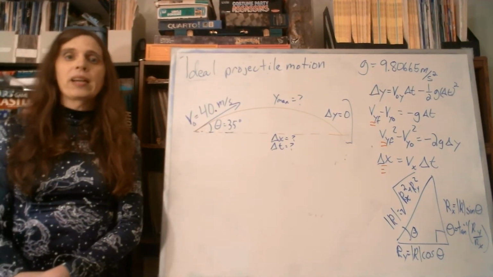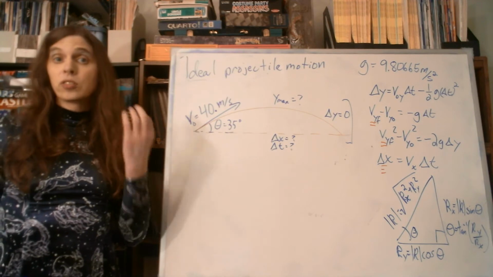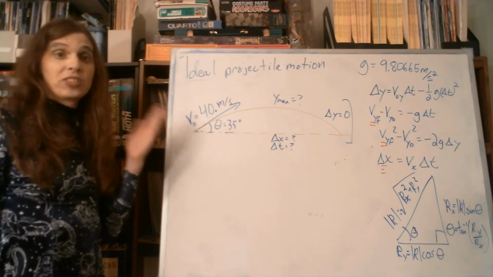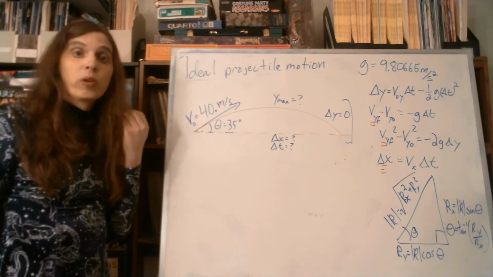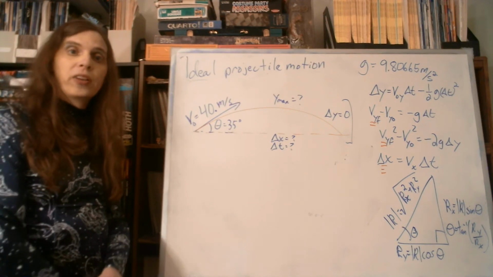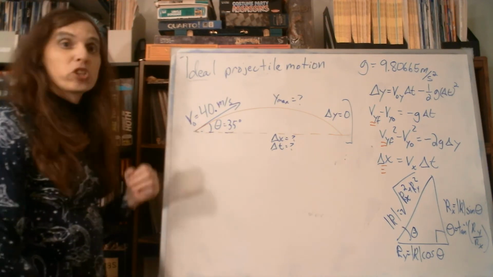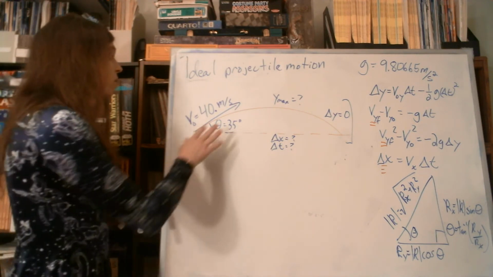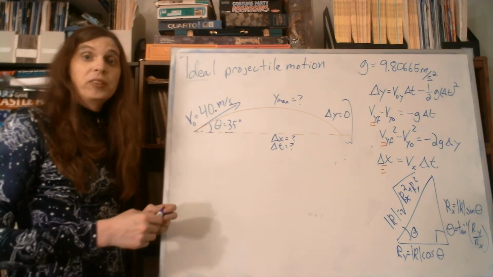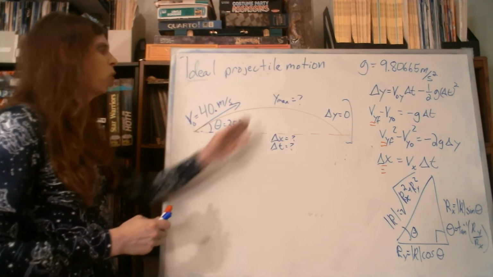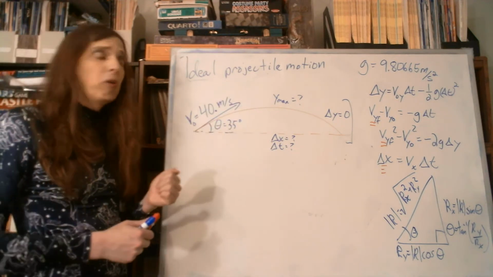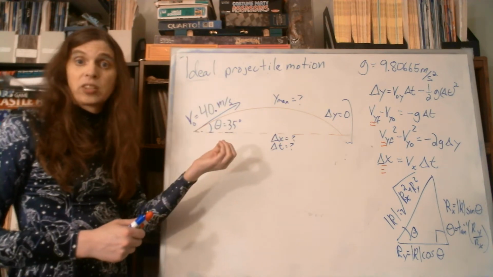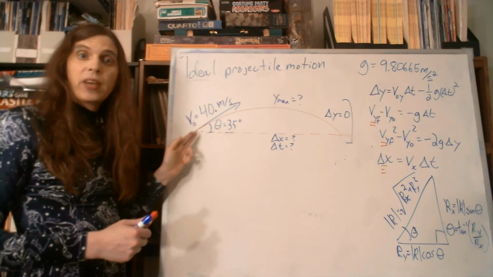Okay, welcome back. Let's take a look at another typical ideal projectile motion problem. Let's say we're playing baseball, and we've hit a ball with some significant speed, 40 meters per second, that's around 90 miles an hour, and about 35 degrees above the horizontal. We want to know its maximum height, and what its horizontal range is if it lands or is caught from the same height that it was launched.